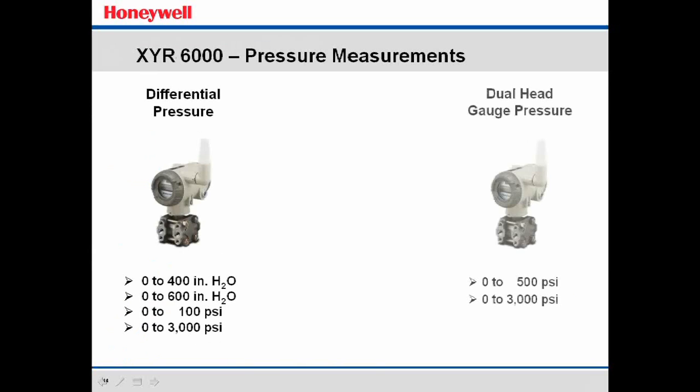The suite of pressure transmitters are these. There are differential pressures that come in those flavors, gauge and absolute, as well as dual head and gauge pressure. So each one of those transmitters is a different part number. So there's a host of transmitters to meet the pressure needs.